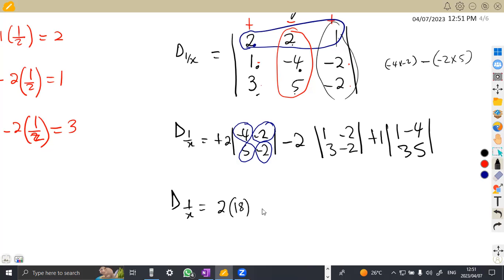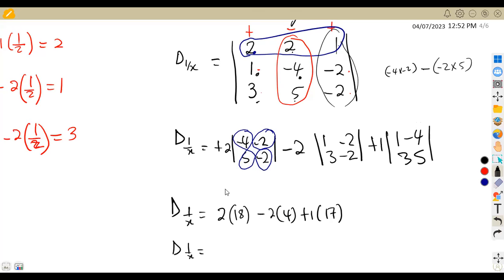So you do the rest. Minus 2, you do the same here: 1 and minus 2, minus 3. Minus 2 and 3, we are going to obtain 4 in this case. Plus 1, we do the same: 1 and 5, 3 and minus 4, we subtract. This is going to give us 17. So that means the determinant with respect to 1 over x in this case is going to give us 45. In this case, I'm obtaining 45. Okay, so I have the determinant with respect to 1 over x.